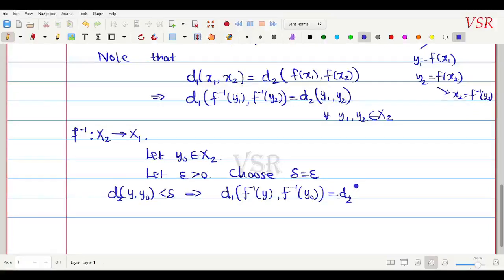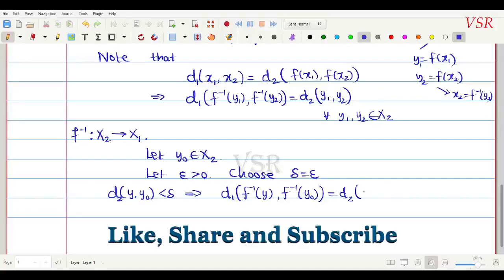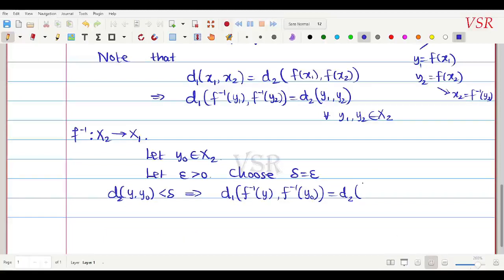So we will have this is d2 of y comma y0, இப்படி கிடைக்கும். And this one is less than என்ன கிடைச்சிருக்கு? Which is less than delta, and we have chosen delta equal to epsilon. This implies that d1 of f inverse of y comma f inverse of y0 is less than epsilon.